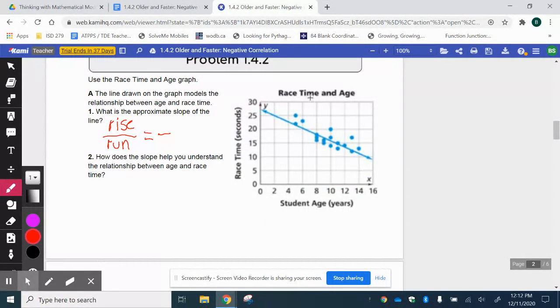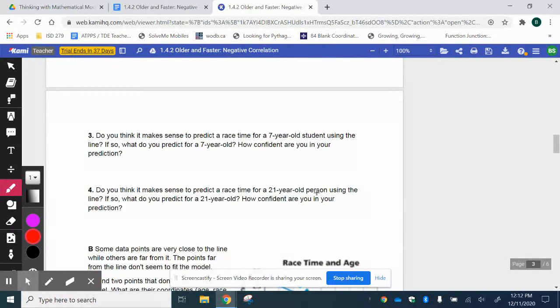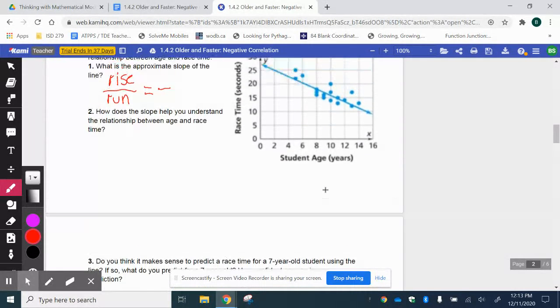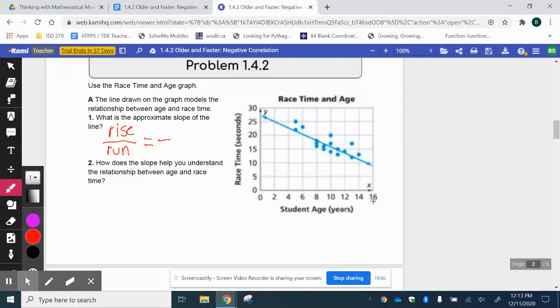So taking a look at the data, you can see if it's going to make sense to use this line to predict the race time for a 7-year-old, between 6 and 8. And number 4, do you think it makes sense to predict the race time for a 21-year-old person using the line? If so, what do you predict for the 21-year-old? How confident are you in your prediction? So the graph only goes up to 16, but they want to figure out if it makes sense, if we were to extend this graph, would it make sense to predict for a 21-year-old?